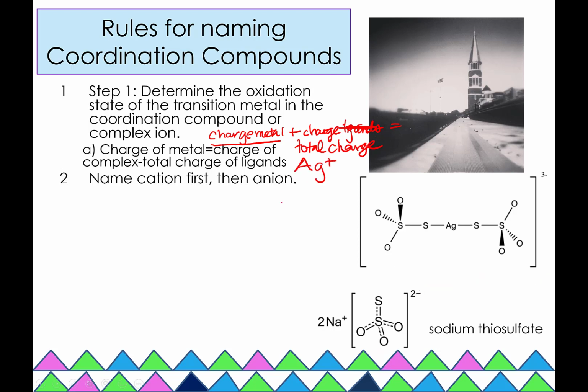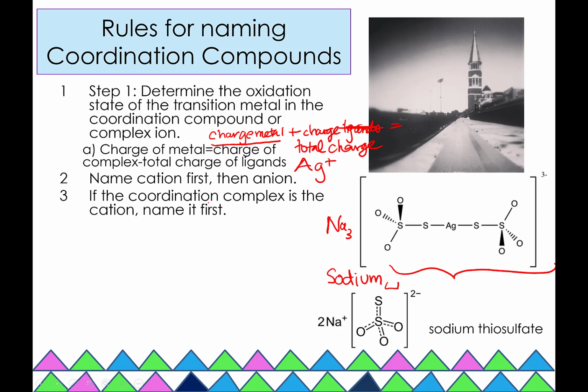Now when naming a coordination compound, if it's a compound so that it has a counter ion, we could assume that we have, say, 3 sodiums as our counter ion, because it's a -3 charge for this complex. So we would need a +3 charge to balance it. So you would name the cation first and then the anion. In this case, we would name our cation, which is sodium, leave a space for our complex ion, which is our anion.